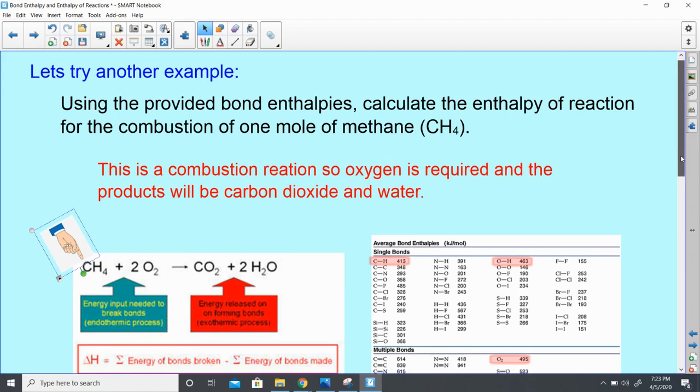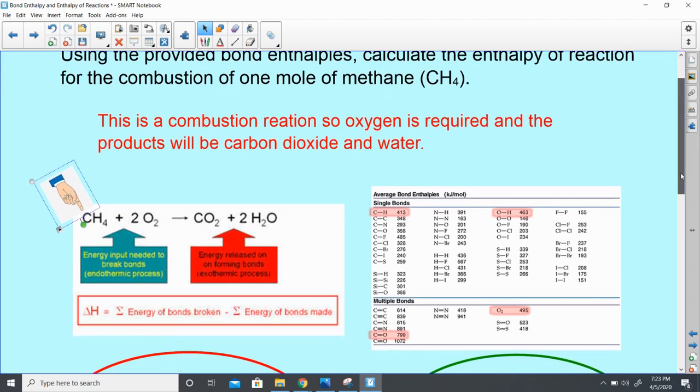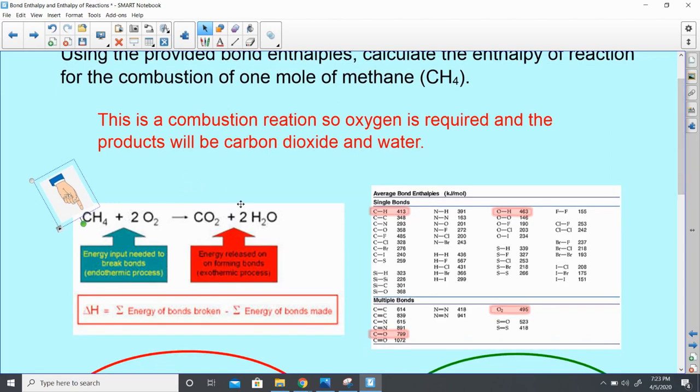1 mole of CH4 plus 2 moles of oxygen will form 1 mole of CO2 and 2 moles of H2O. So to calculate the enthalpy of this reaction, we're going to go ahead and use the bond energies listed over here. I've highlighted the bond energies that are going to apply to this particular reaction.